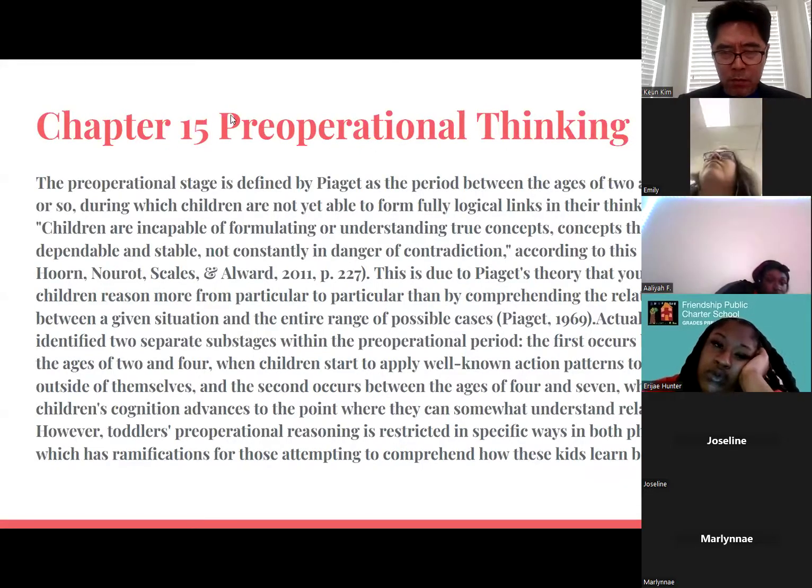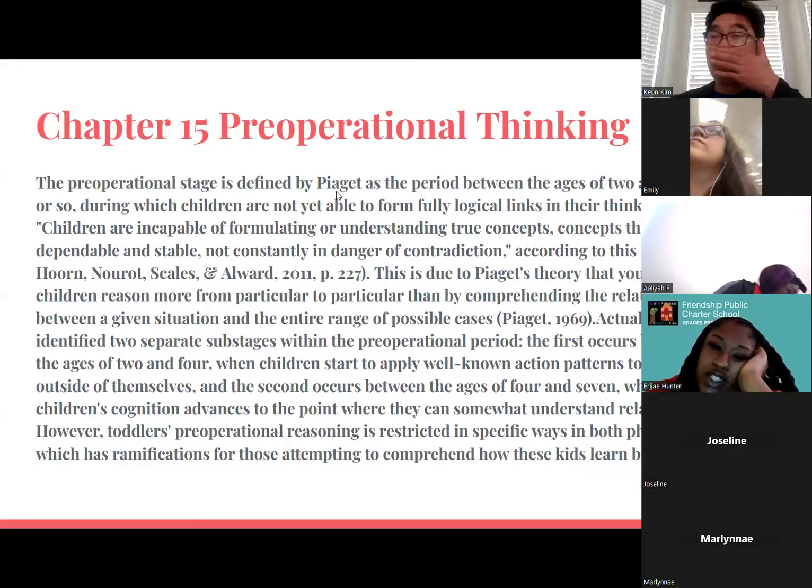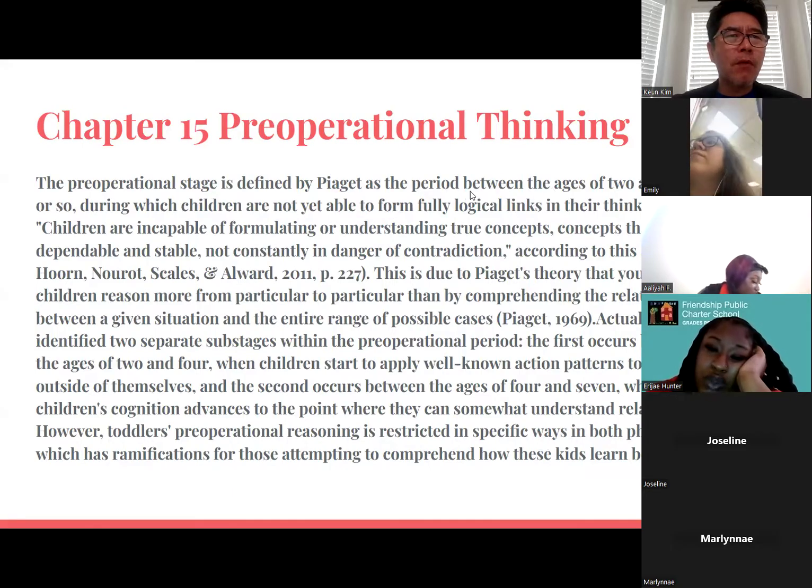So chapter 15 went into pre-operational thinking, as defined by Piaget. He has a lot to do with this stage. The period is between the ages of 2 and 7. And in this stage, children are not able to form fully logical links in their thinking.